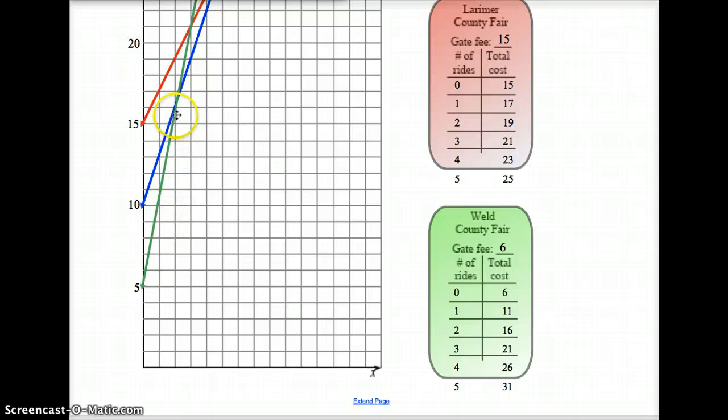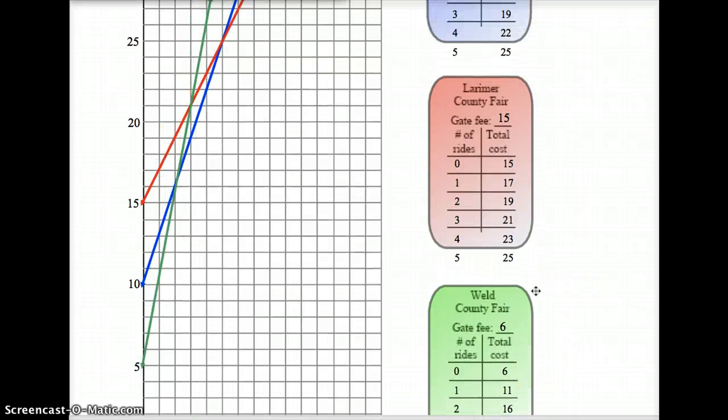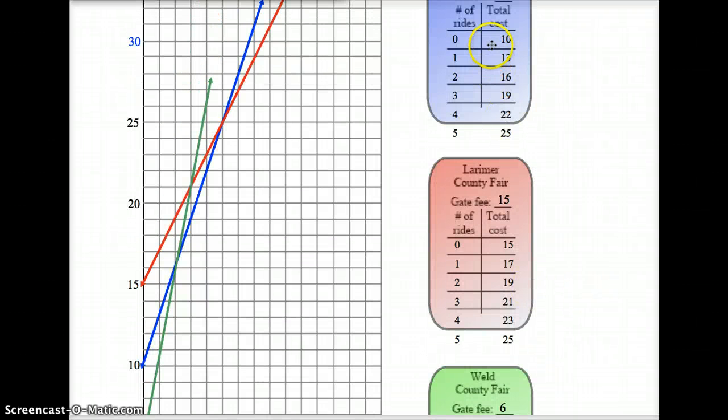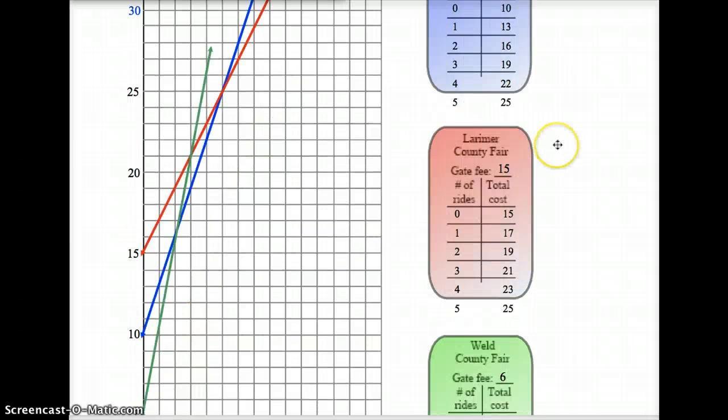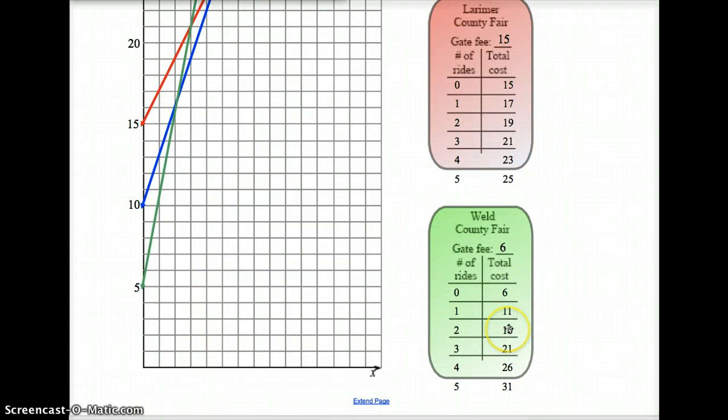You might notice that the green and the blue lines, the Weld County Fair and the Morgan County Fair, at 2 rides, they both charge $16. So if you're planning on going on more than 2 rides, you probably do not want to choose the green one, because they become more expensive than the blue right here. And at 3 rides, the green charges $21, and the red charges $21. So you can see where at 3 rides and $21, the two of these cross right here.